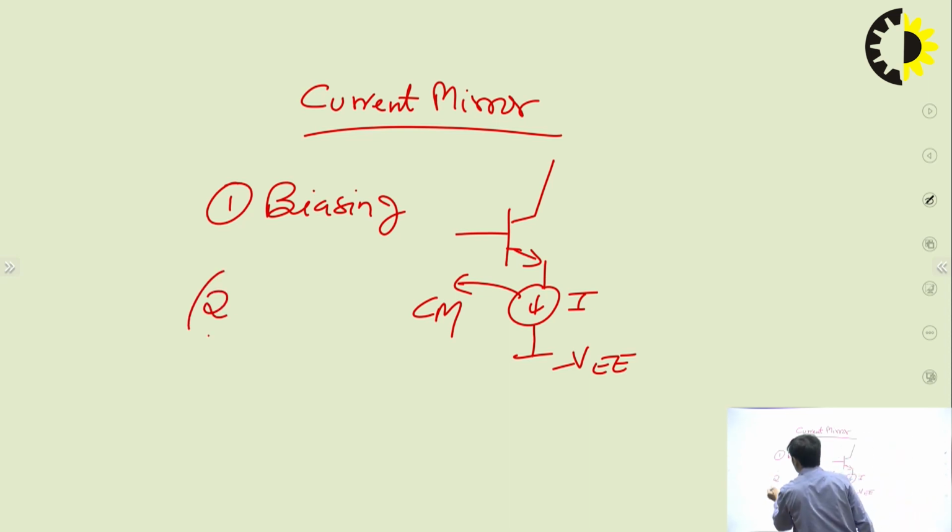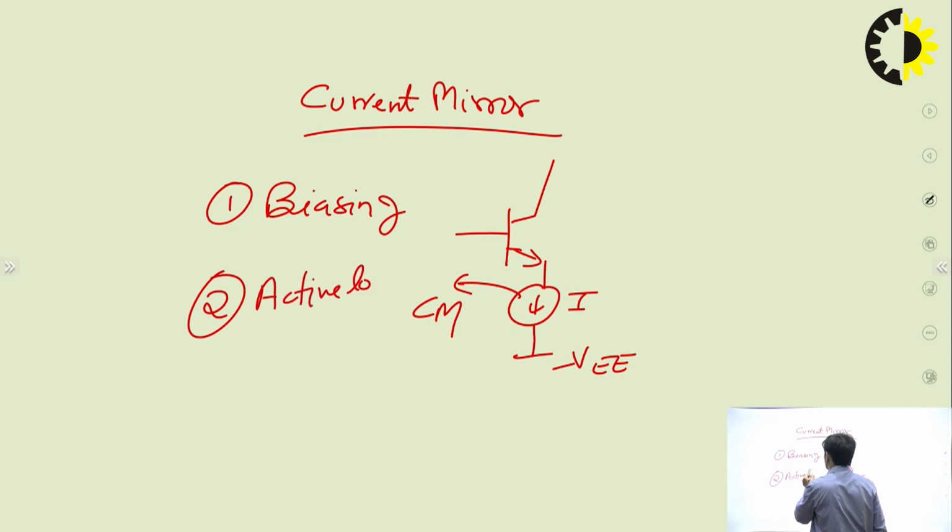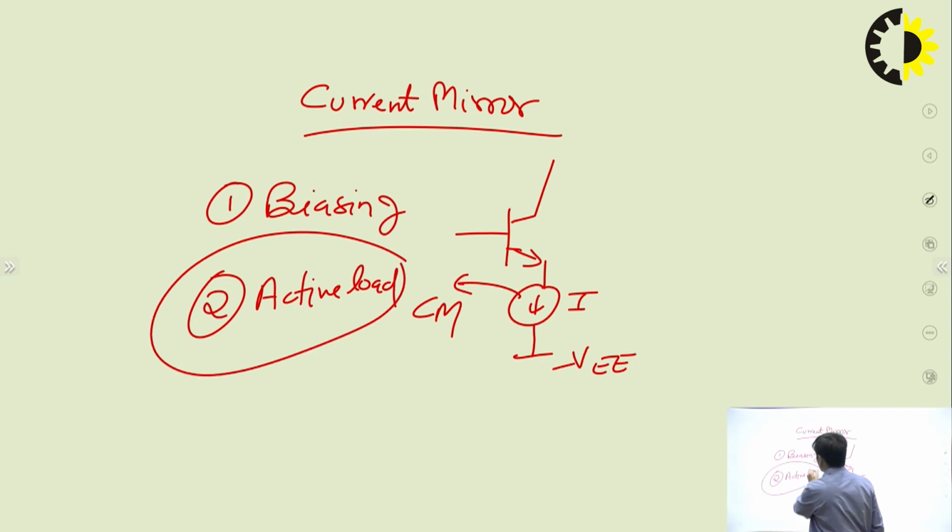And the second one is that it can be used as an active load in an amplifier. There is an advantage of active load over passive load, like gain is higher. Right? So these two are the main applications of current mirror circuit.